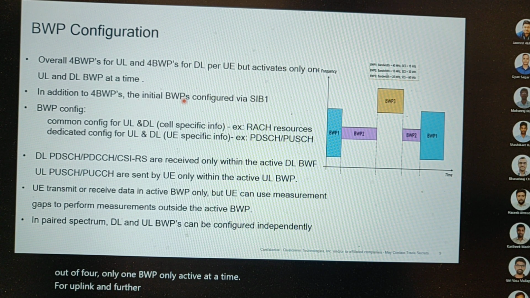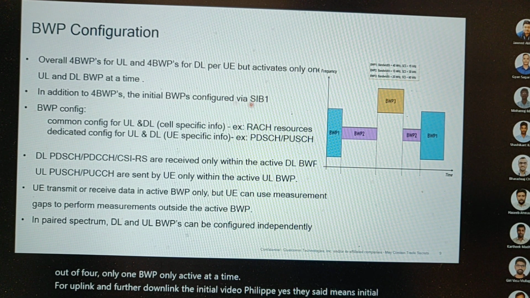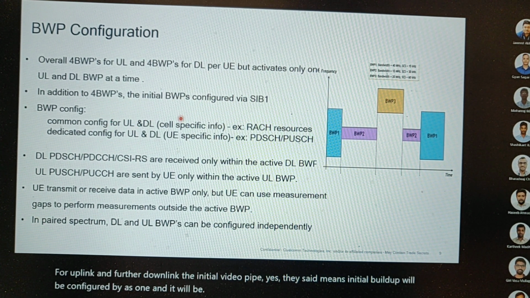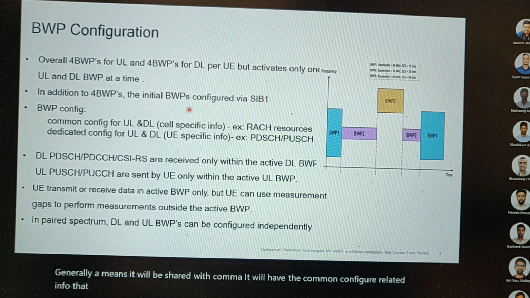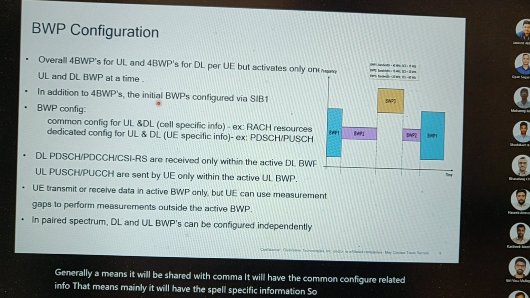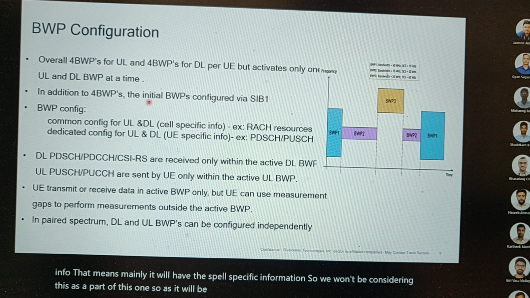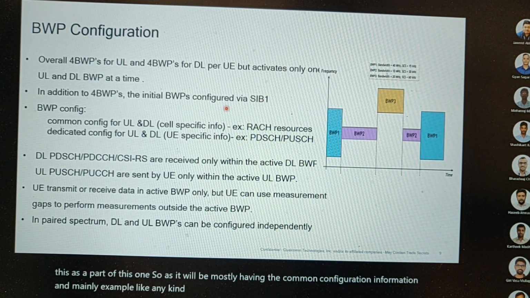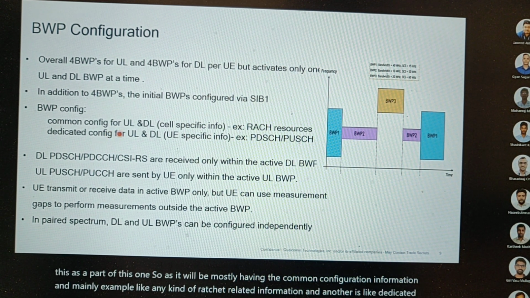The initial BWP will be configured by SIB1 and it will generally have the common configuration related information. That means it will mainly have cell-specific information, so we won't be considering this as a part of this count. It will mostly have the common configuration information, for example random access related information. And another is the dedicated configuration.